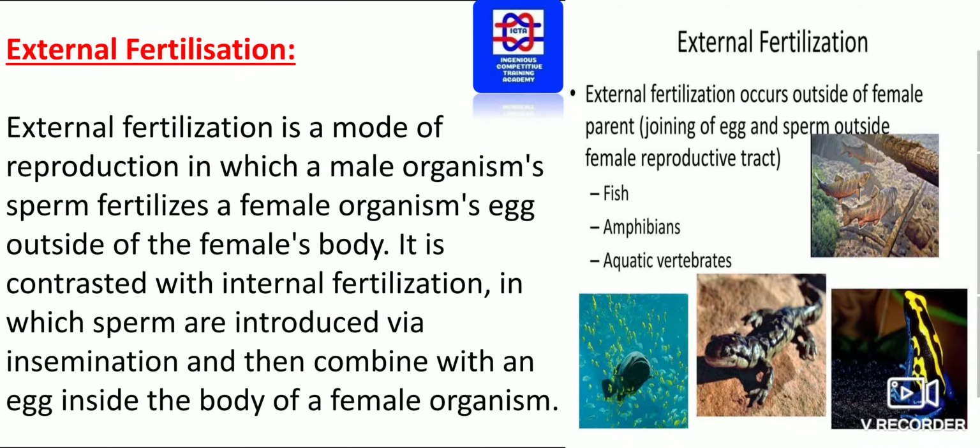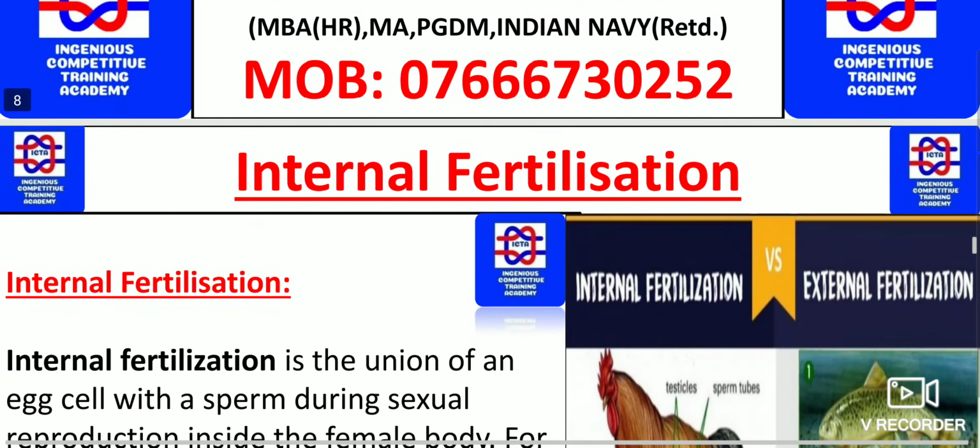It is contrasted with internal fertilization, in which sperm are introduced via insemination and then combined with an egg inside the body of the female organism. This type of fertilization, as you can see to the right of the slide, occurs outside of the female parent, with the joining of egg and sperm outside the female reproductive tract. Fish, amphibians, and aquatic vertebrates are a few examples where external fertilization takes place.